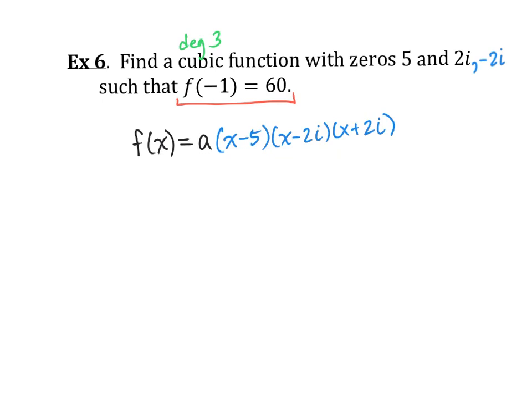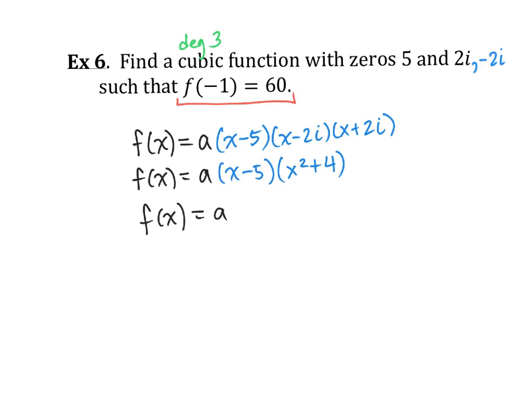Eventually I'm going to put this in standard form, so I'm going to go ahead and start multiplying it out now. I think I'm going to multiply the complex conjugates together because I can do that in my head. That's going to be x squared minus 4i squared, which is x squared plus 4. Okay, I'm going to keep going. f of x equals a, multiply these out because I'm going to have to do it eventually anyways. x cubed minus 5x squared.